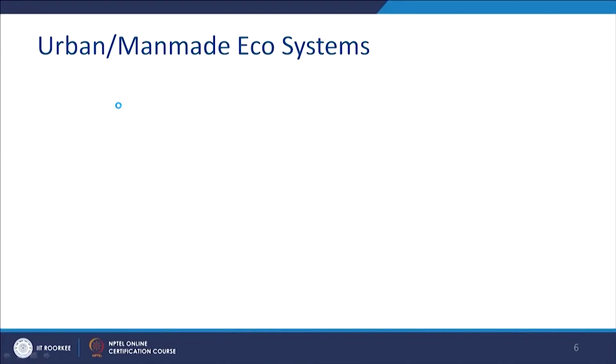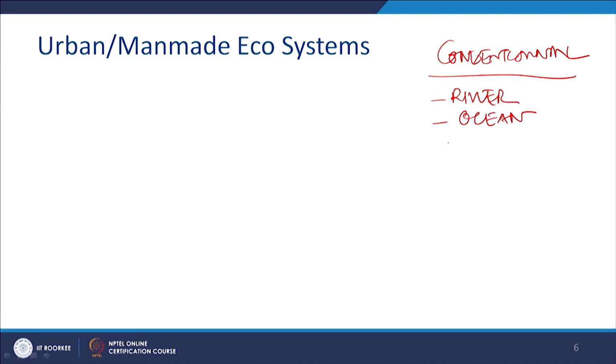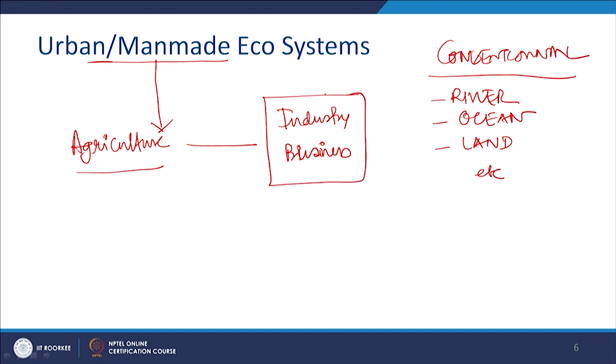Urban or man-made ecosystems are different from other ecosystems. In the conventional sense, there are river ecosystems, ocean ecosystems, land-based ecosystems, etc. But when we say urban, it is a man-made feature. In the beginning we discussed that the transformation from an agriculture setup to an industry or business setup is called urbanization. In the first lecture we discussed this.